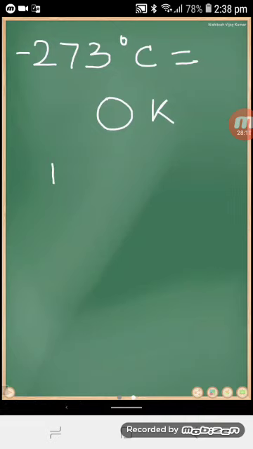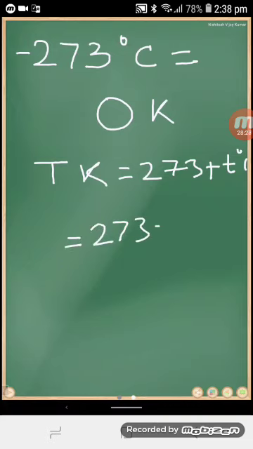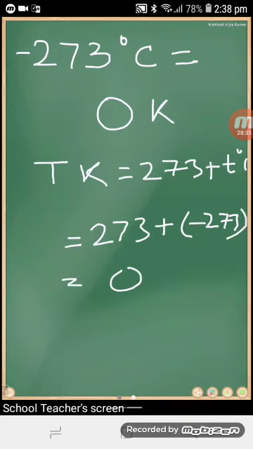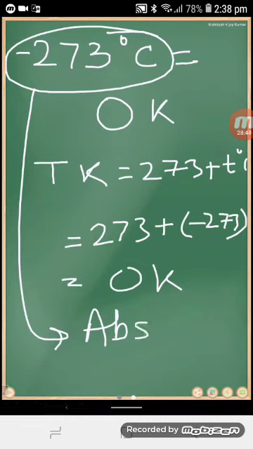Because if you see, T in K is equal to 273 plus temperature in degree centigrade. So if I add 273 plus minus 273, we get it as 0 Kelvin. Now this minus 273 is called absolute zero. You might have studied this in chemistry. This is called absolute zero.